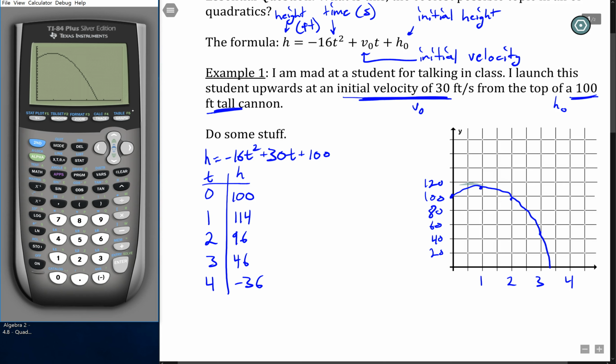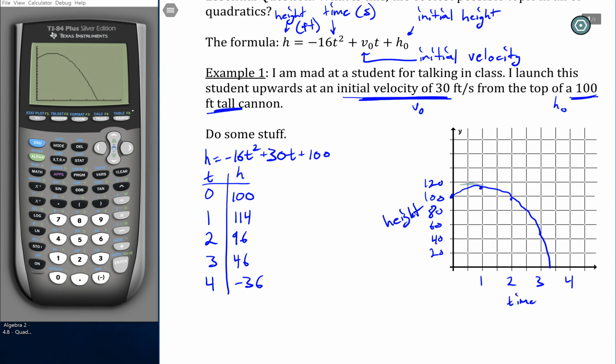So look, at 0.5 seconds, I would estimate the student is somewhere around 110. We know that at 1 second, they're exactly at 114. We know that at 2 seconds, they're exactly at 96. So this graph tells us for different times what is the height of the student. But I need to be more exact. Let's find the vertex and let's talk about what the vertex means.